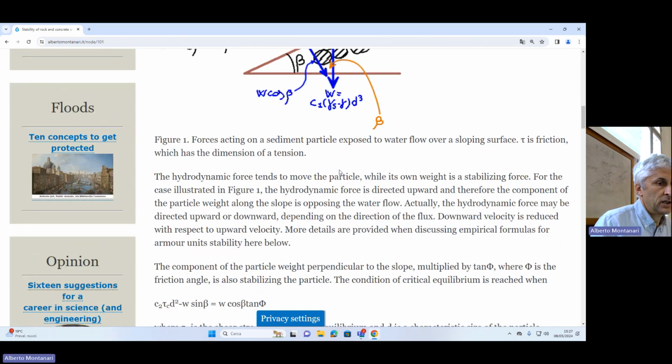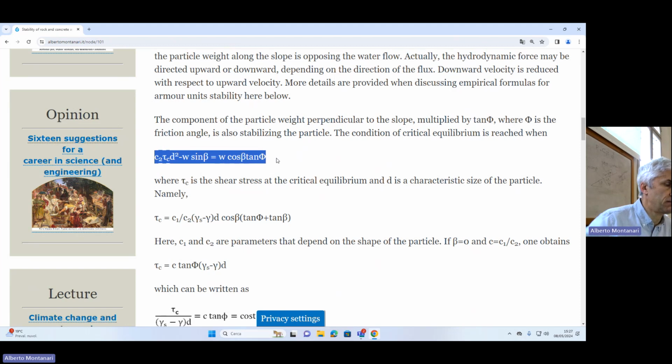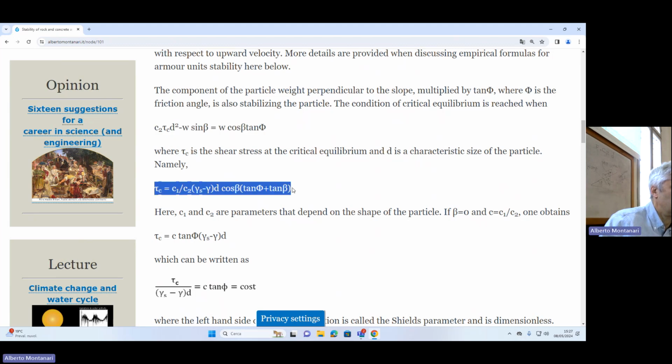Okay, good. Now we can develop this. You see, this equation is expressing precisely what you see in the fraction there. C2 tau c d square minus W sin beta is equal to W cos beta tan phi. And therefore, if from that ratio you want to get an explicit representation for tau c, this is given here, where W is expressed as indicated in the figure. And therefore, you get that tau c is equal to a multiplication of factors. The first factor is the ratio between the two shape coefficients. The second factor is gamma s minus gamma. The third factor is d. And then you have the trigonometric factor, which is a combination of the two angles phi and beta.